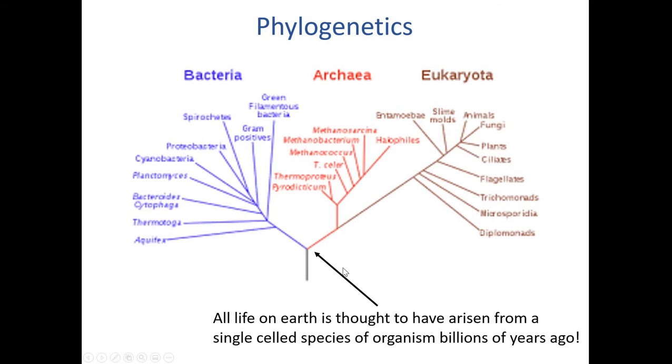So the idea is that we can trace the evolutionary history of any two species on Earth and find a last common ancestor between them. So that's another thing that's important to remember about these phylogenetic trees, is that everything can be traced back to a single last common ancestor. That's the theory anyway.